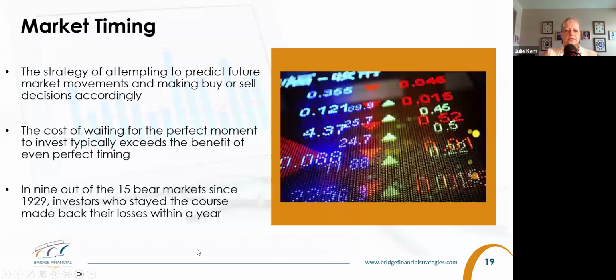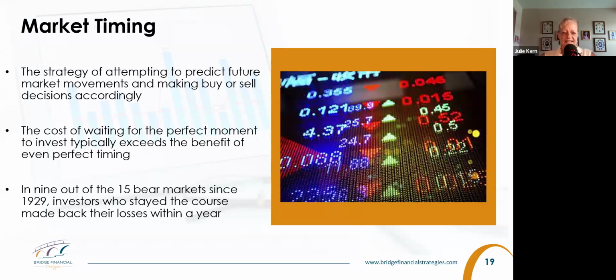Okay, so next let's talk about market timing. Market timing is the first of the two biggest mistakes that I see people make in their investments when they're making their own decisions. Market timing is defined as the strategy of attempting to predict future market movements and making buy or sell decisions accordingly. So it's basically trying to guess what's going to happen accurately and then buying or selling in your portfolio accordingly. The cost of waiting for the perfect moment to invest, though, typically exceeds the benefit. Even if you time it perfectly, you've missed out during the time that you were waiting to make your move.